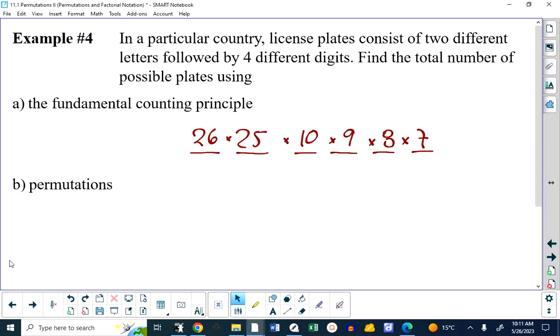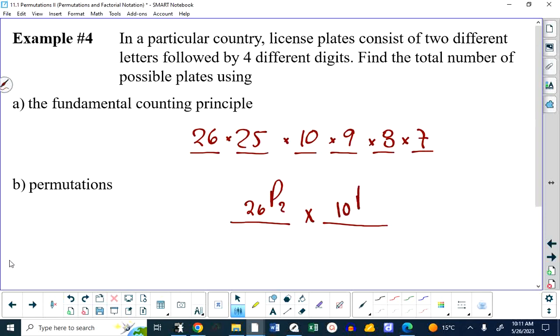Okay. How would we do it using permutations? Listen, we still use the fundamental counting principle. You still need to have 2 letters and 4 digits. This is so much cleaner. That's it. That's the answer. That might even be the answer in a multiple choice question. 26P2 is the number of ways to arrange 2 letters out of a group of 26, and multiplied by 10P4 is the number of ways to arrange 4 digits out of a group of 10.